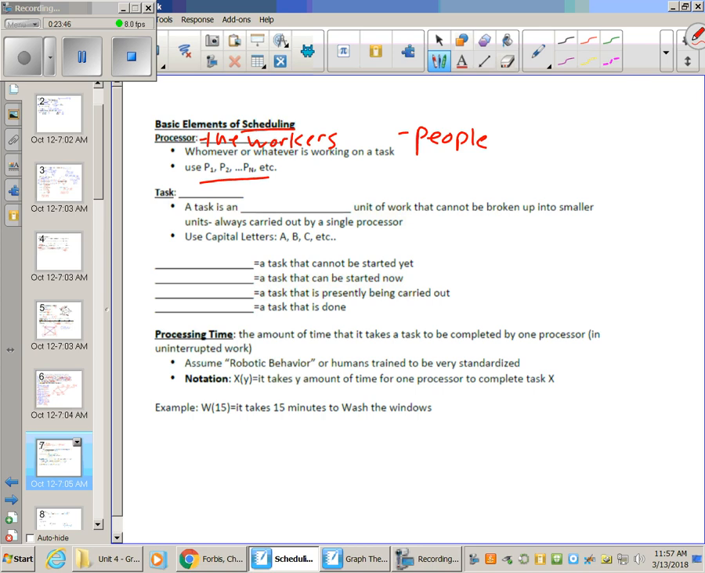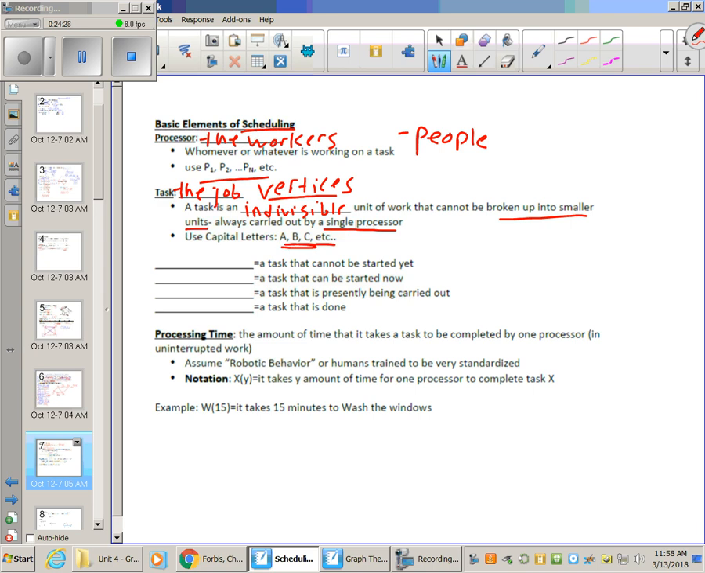So the task is just the job that we're looking at. These tasks are going to be represented by our vertices. A couple things to know about these vertices or these tasks is that a task is going to be indivisible: an indivisible unit of work that cannot be broken up into smaller units. Once we start it, we have to finish it, and nobody can help us. It's going to be carried out by a single processor. These are all things we have to keep in mind when doing scheduling. Whenever we're doing our vertices, our tasks, we represent them as capital letters.